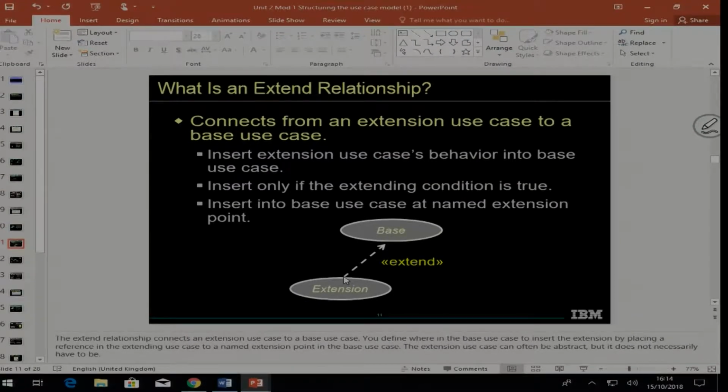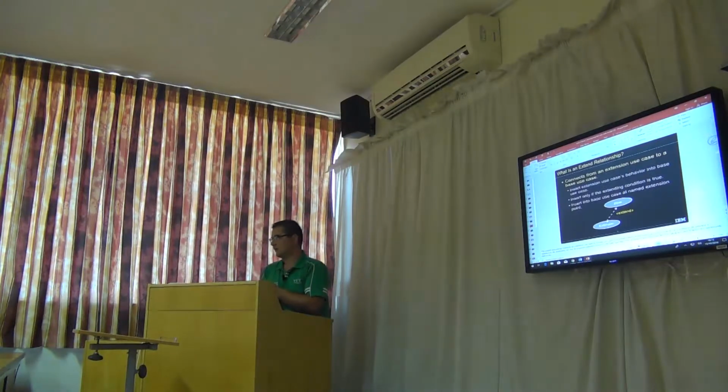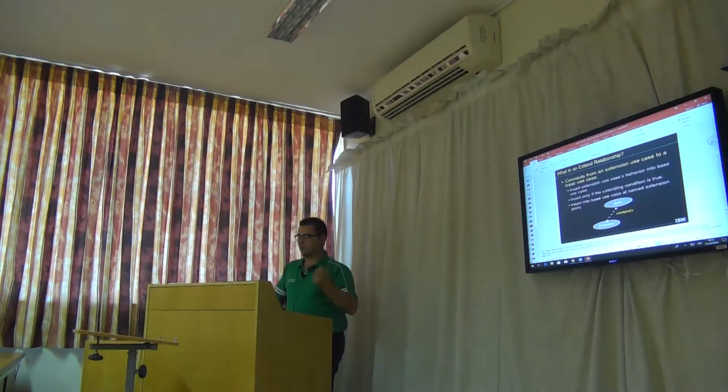Okay. Then there's a mention of the extend relationship. In this case, it connects from an extension use case to a base use case, and the extension use case behavior is then going to be added into the base use case if some condition is true inside your base use case. So it's almost like if you select to print a slip, what is true? You've selected to print a slip. So in that case, it's going to call on a specific extension use case.